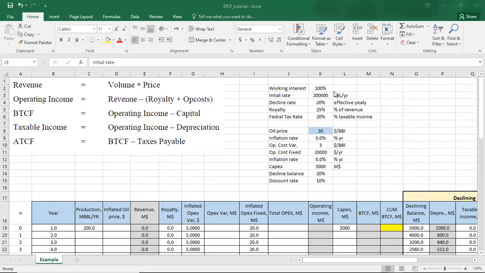Hi everybody, welcome again. In this tutorial, we'll talk about before tax cash flow calculation. So let's go. Here is the data.